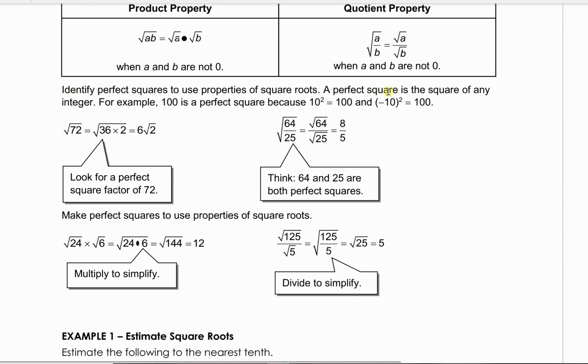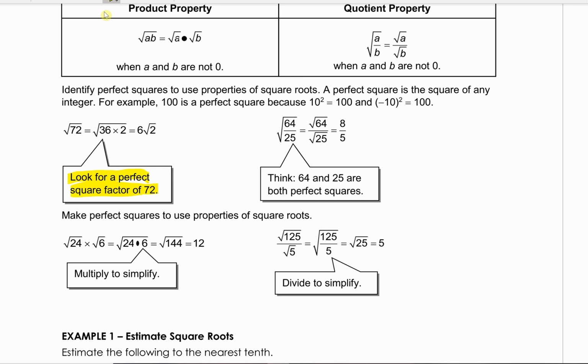If you identify your perfect squares, you can use them to simplify square roots. So 100 is a perfect square because 10 squared is 100. Also, negative 10 squared is 100, like I said. But if we have, like, the square root of 72, we're going to look for that perfect square factor. That's what we want to do. Look for the perfect square factor in 72.